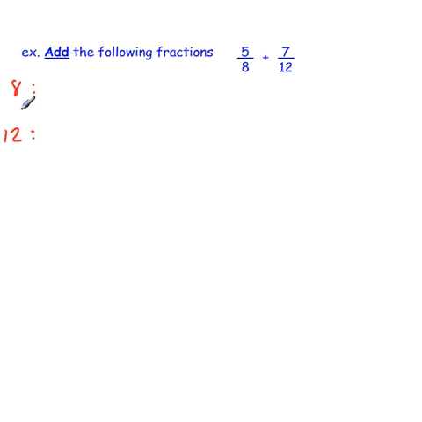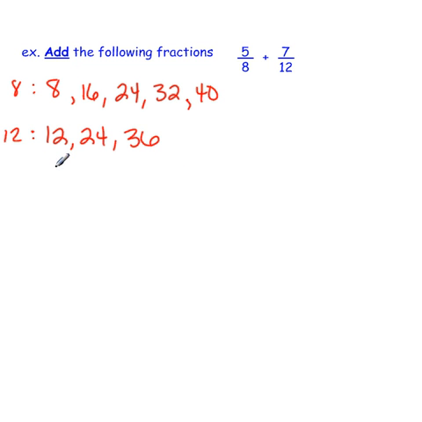I'm going to start with 8. 8 times 1, 8. 8 times 2, 16. 8 times 3, 24. 8 times 4, 32. 8 times 5, 40. Let's pause right there for a second. Let's go down to 12. 12 times 1 is 12. 12 times 2 is 24. 12 times 3 is 36. Oh, hang on, I've already found it. Look, the number that matches between 8 and 12, the least common multiple, is 24. That's going to be our common denominator.